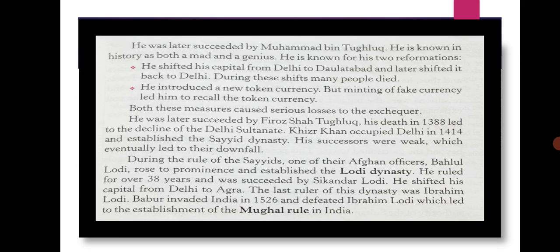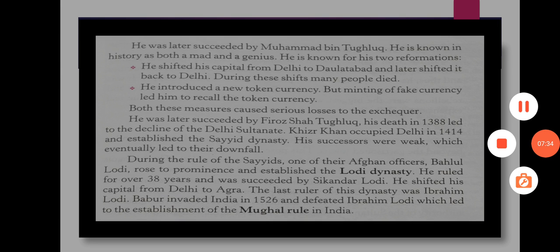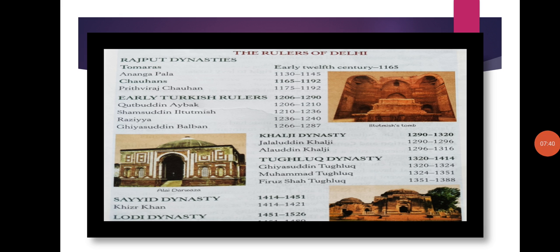Now, students, in your book on page 17, a chart has been given of the rulers of Delhi. In that, all the dynasties are mentioned.